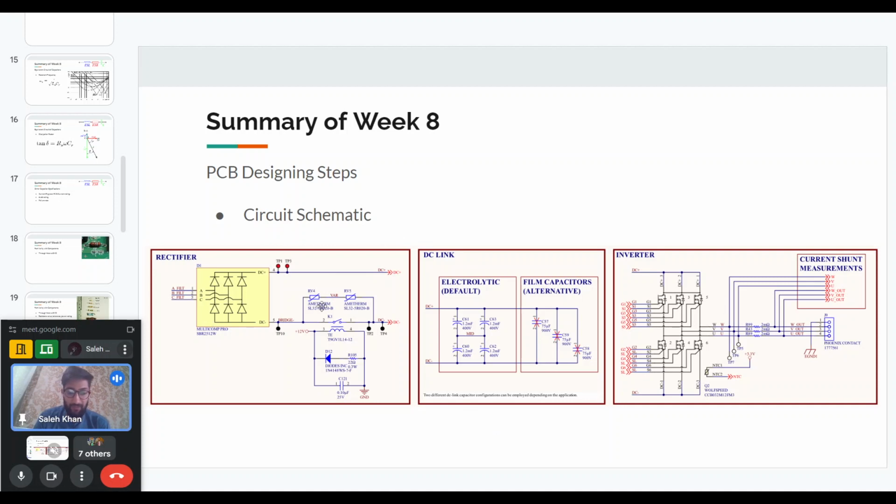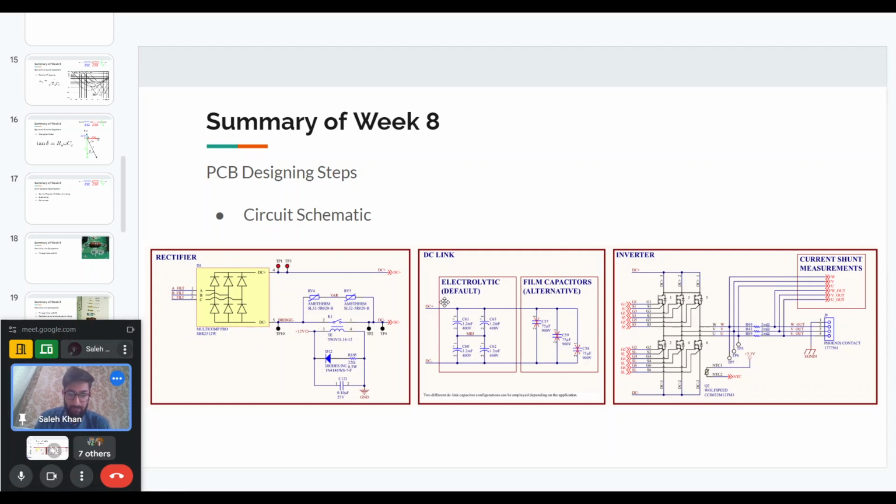So this is the power side schematic of the converter that I talked about previously, the three-phase motor drive. As I mentioned, we start from the three-phase AC, then we have a rectifier module, and then we get a DC bus.